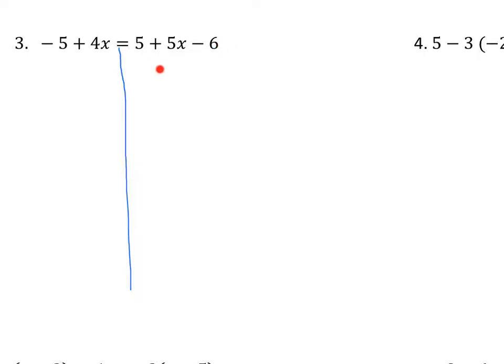I can combine this -6 with this 5. Left side, I can't combine these at all. So I'm just going to bring the -5 plus 4x down. So -5 plus 4x. Now this 5 minus this 6, I can combine that. That's -1. So I can rewrite the right side as -1 plus 5x. So that's the only new step, right?